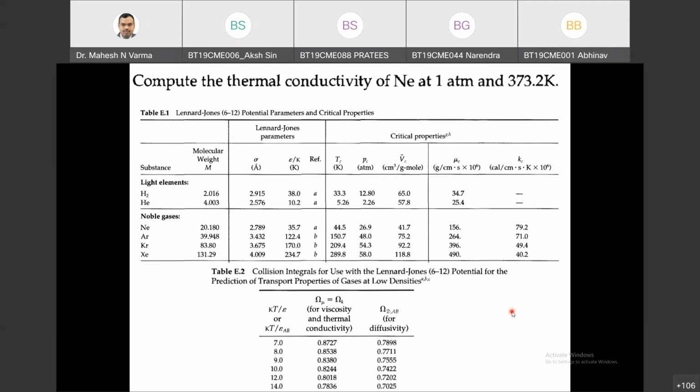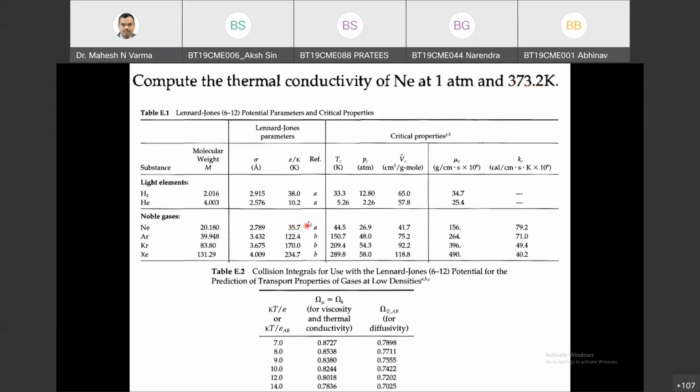How did you get KT by epsilon? Inverting epsilon by K, sir. Yes, this is epsilon by K, and 35 divided by this temperature will give you epsilon by KT. Temperature divided by this will give you KT by epsilon. So 273.2 divided by 35.7.